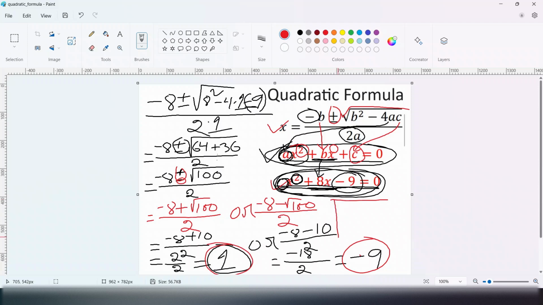So you can write x equals 1 or x equals -9. If you go back to the previous lecture, you will see that when we solved using factoring or the middle term factor, we got the same values. There were two values of x. One was x equals 1, the other one was x equals -9. Here you are getting the same answer, as you can see.